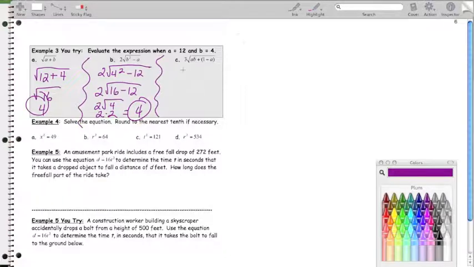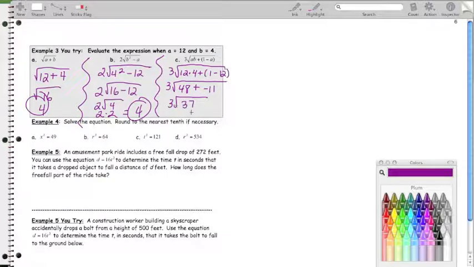Let's take a look at letter C. This one has the most to it. It's going to be 3 times, ooh, big one, square root of 12 times 4 plus parentheses 1 minus 12. All right, so it's 3 times the square root of. Now I can multiply. I'm using PEMDAS here. You have to do what's in parentheses first, but I know that I can multiply 12 times 4 right away and get that going. 1 minus 12 is negative 11. Okay. 48 plus negative 11 is going to give me 37.